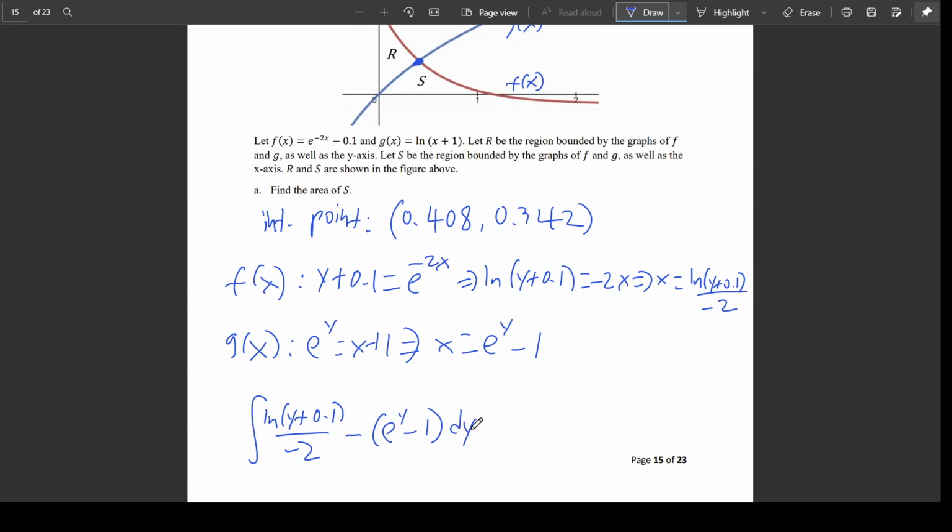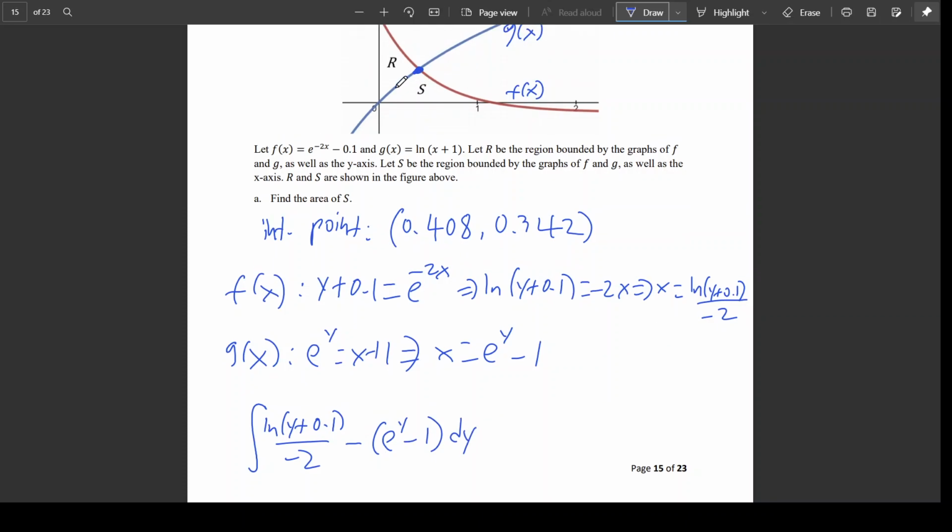What we're doing here, just to be clear, is finding this horizontal distance. That's why we turn everything in terms of x. We remember x equals this, because we want to find this horizontal distance here, and that's in terms of x. Here's x equals something, here's x equals something else.